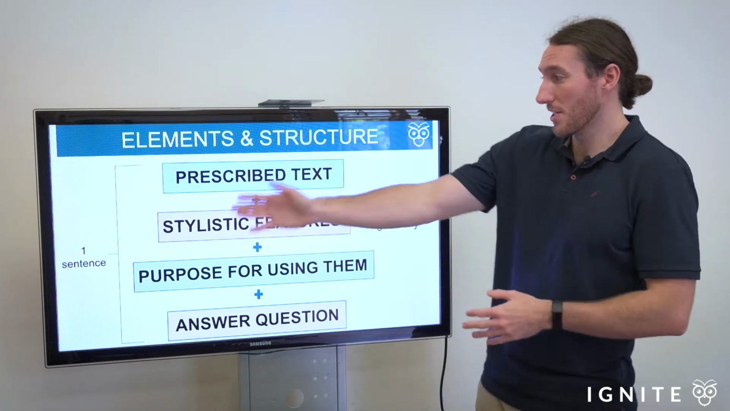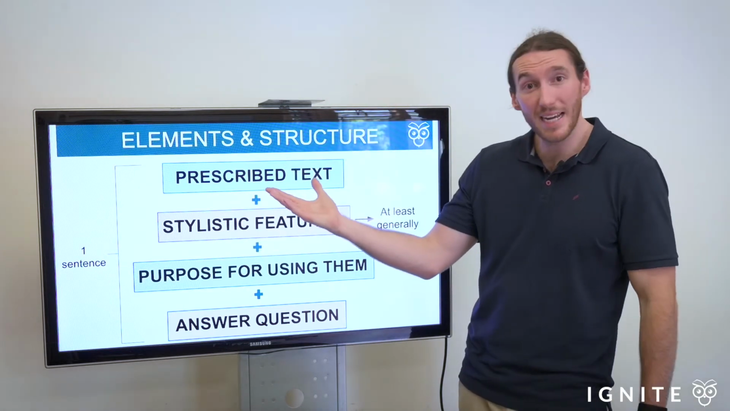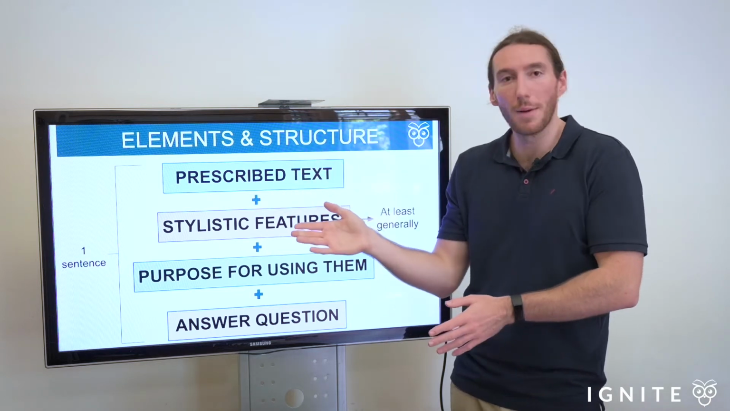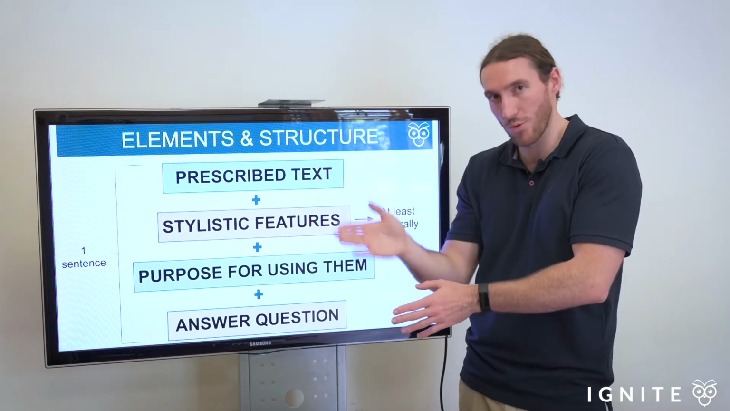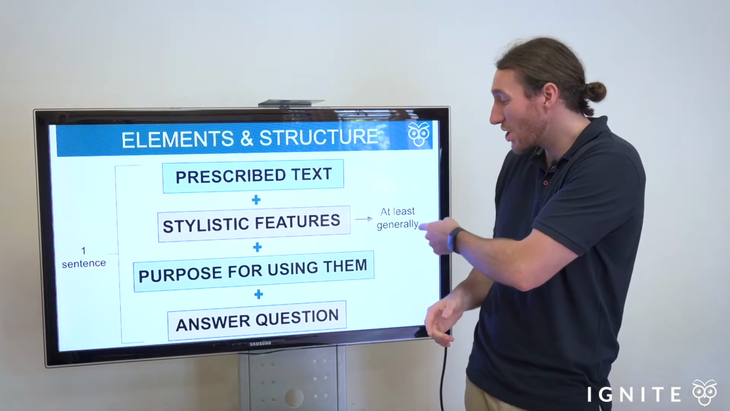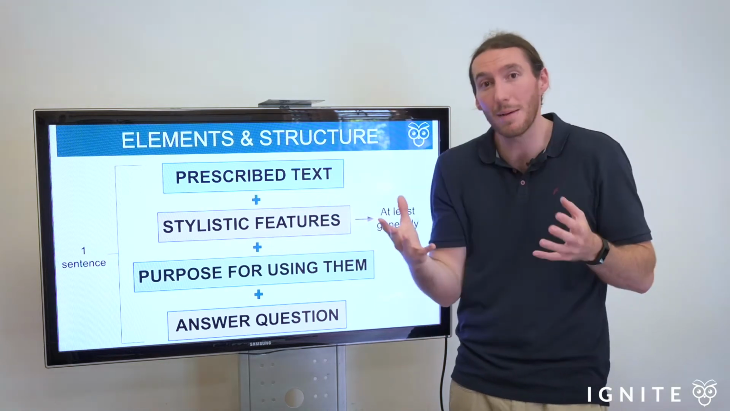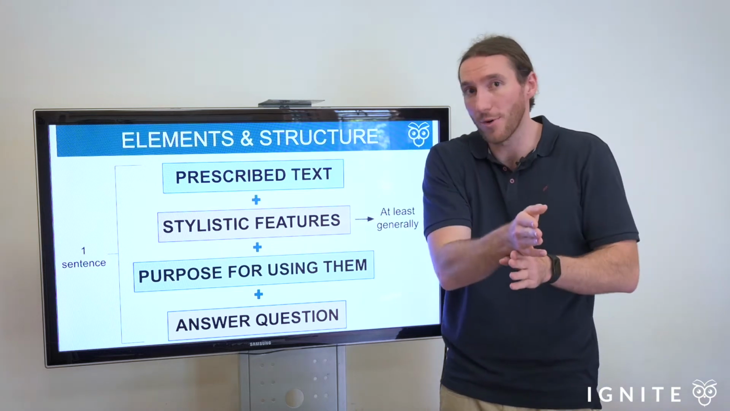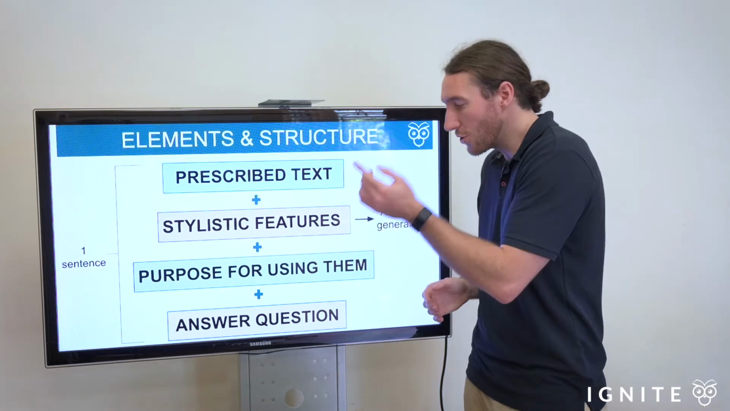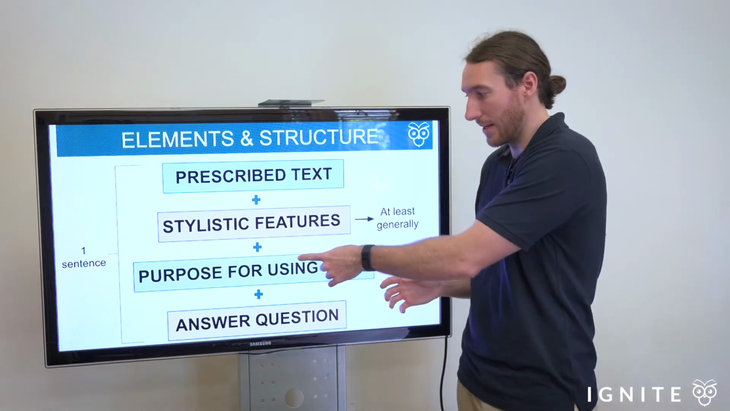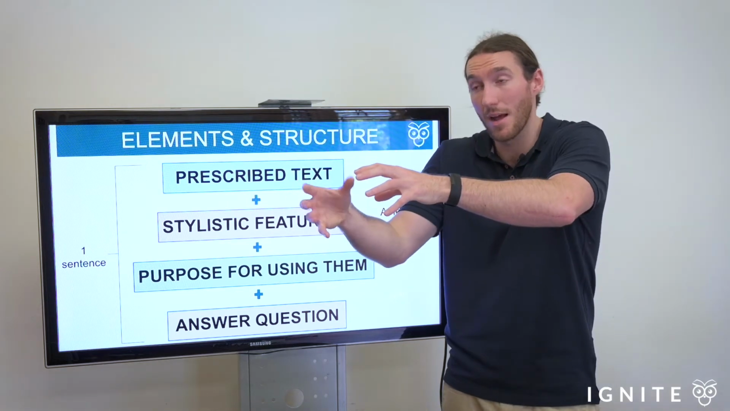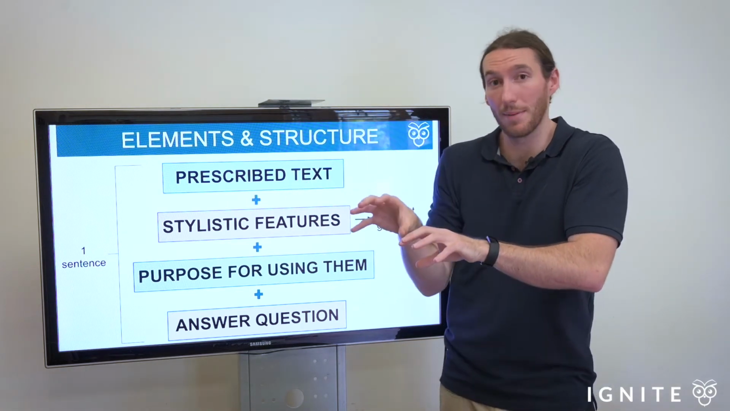So in the conclusion, in this one sentence, we want to have the prescribed text mentioned, including the author again. So you would have already mentioned the prescribed text in the introduction and probably throughout in the bodies. You want to come back to those stylistic features, at least generally, so you can either explicitly mention the first person narrative voice, for instance, or you can be a little bit more general about it, but you want to make sure you come back into this purpose element, the purpose for which you actually used the stylistic elements that you studied in that prescribed text.